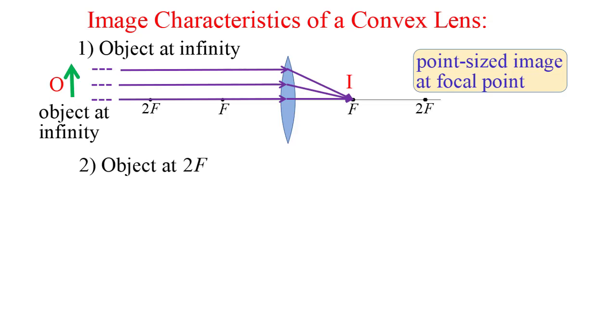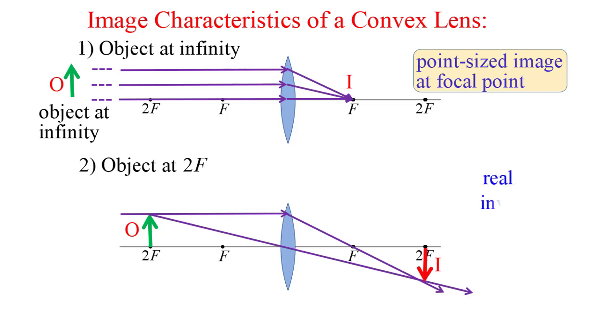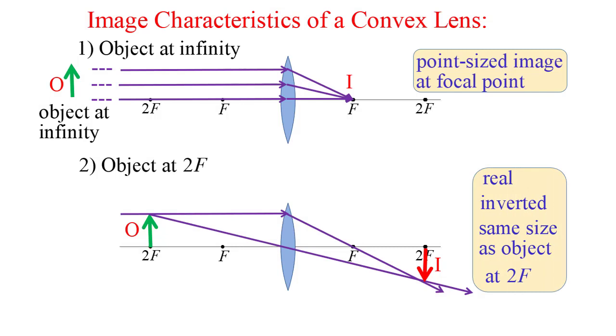Secondly, when the object is at 2f, if we place the object here, this ray is refracted passing through the second focal point. This second ray passes through the center, straight and unrefracted, and this is the place where the image is created. That image is real, inverted, and the same size as the object. And it is created at 2f.